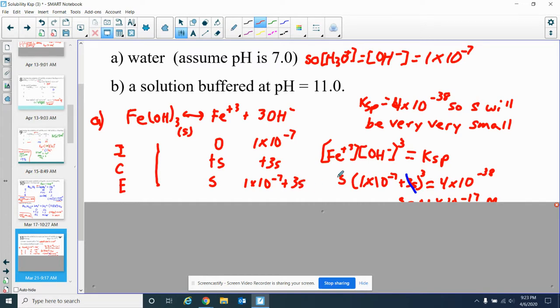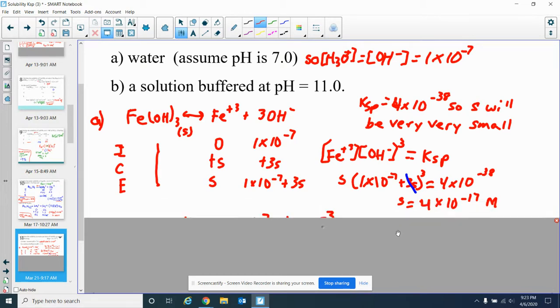Putting that into the KSP expression, the 1 times 10 to the minus 7th plus 3S needs to be cubed. But again, I know that S is going to be very small. So I'm going to ignore that plus 3S and just use the 1 times 10 to the negative 7th value times the S. And that's going to be equal to the KSP of 4 times 10 to the negative 38th. When I solve for S, it is very small, 4 times 10 to the minus 17th. So I was definitely fine ignoring it here, 10 to the negative 17th versus 10 to the negative 7th.